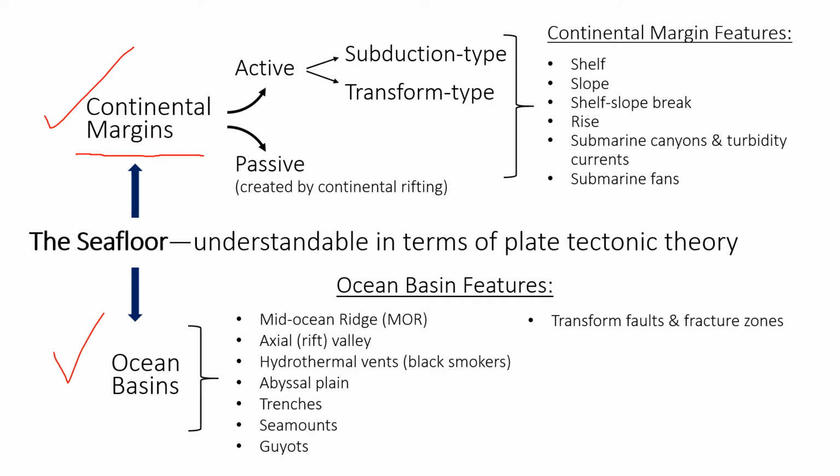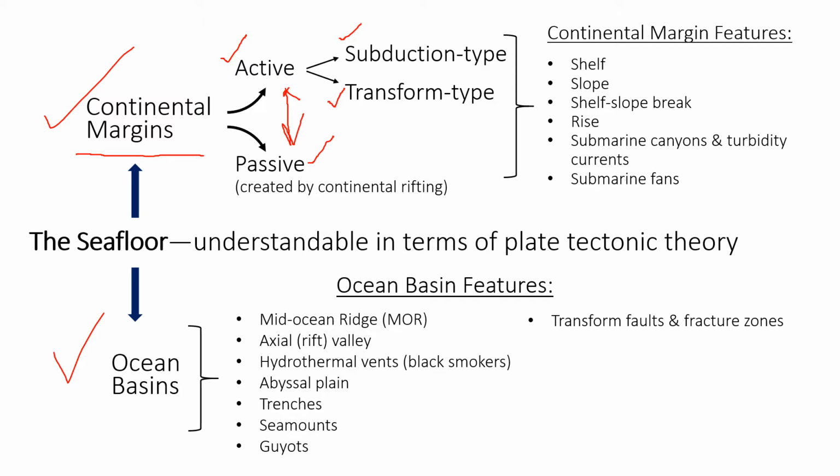Among continental margins, we can divide those up into both active and passive. And as we'll see, the main difference between active and passive continental margins is that active margins have plate boundaries, either subduction style or transform style plate boundaries, and passive margins do not. And then later on in the presentation, we'll dive into the deep ocean basins.